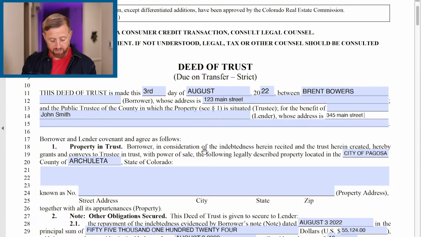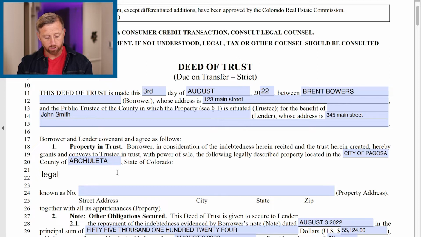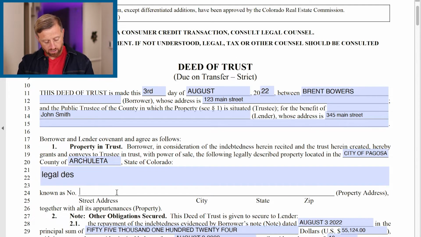Property in trust. The borrower, in consideration of the indebtedness and the trust herein created, hereby grants and conveys to trustee in trust with power of sale the following legally described property in the city of Pagosa, county of Archuleta, state of Colorado, and that's where the legal description would go, right here. And then also known as 155 Main Street, and then Pagosa Springs, Colorado, and then the zip code. You want to make sure that's all filled in correctly.